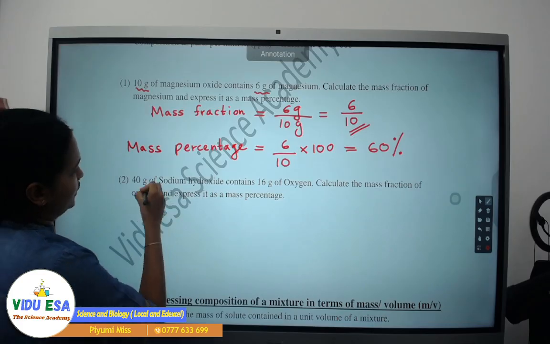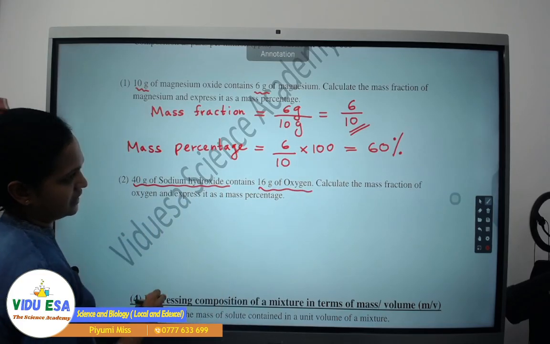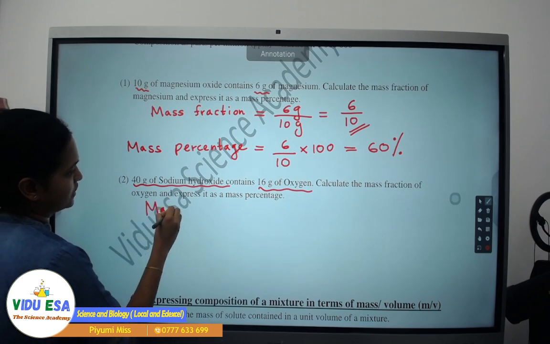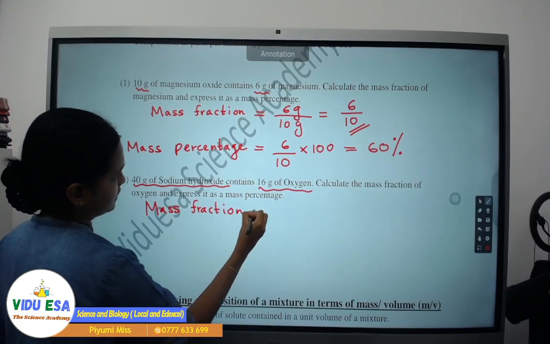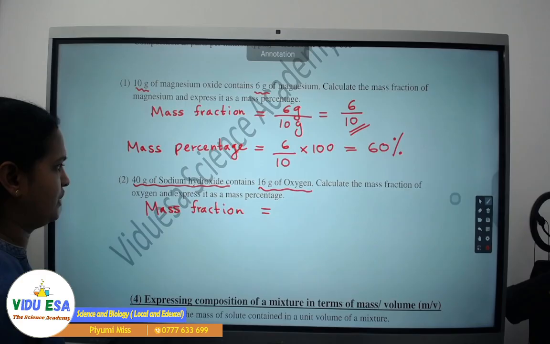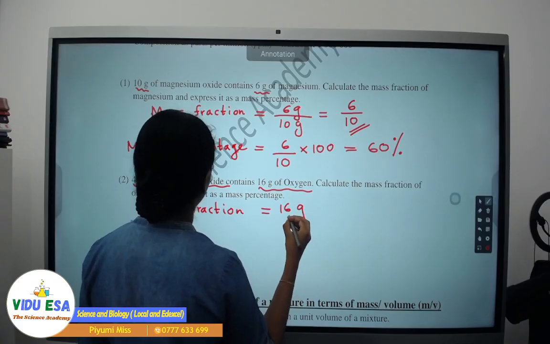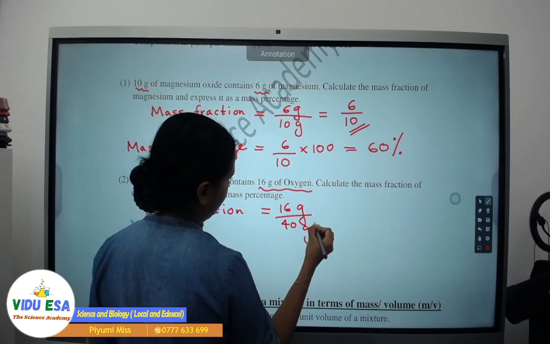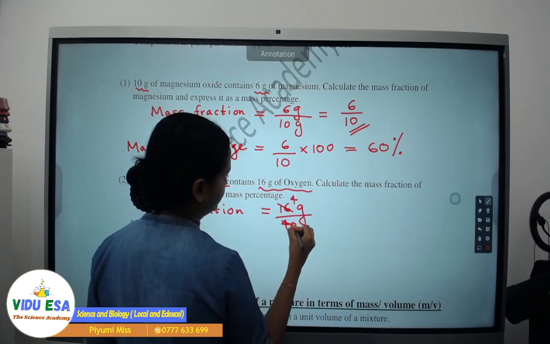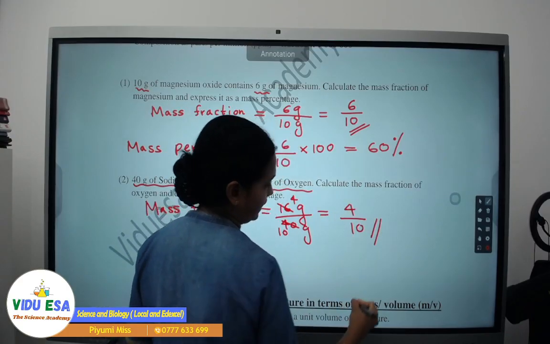40 grams of sodium hydroxide contains 16 grams of oxygen. Calculate the mass fraction of oxygen and express it as a mass percentage. Mass of oxygen divided by the mass of sodium hydroxide, that is 40 grams. So you can express it as 4 over 10.